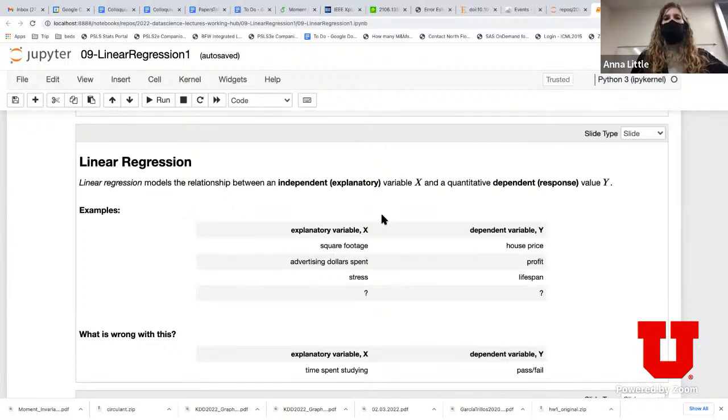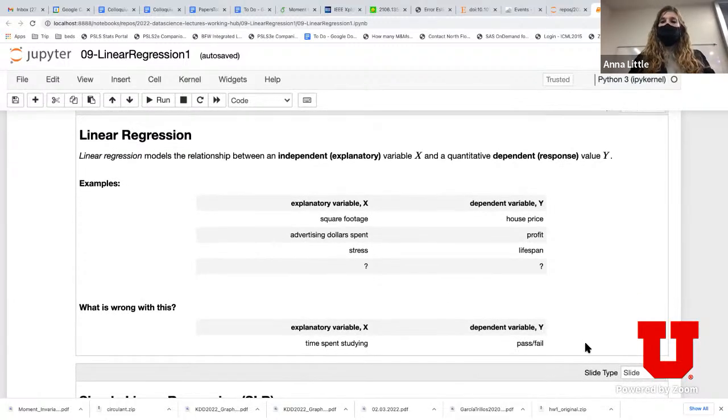So for example, as an explanatory variable, we might have square footage. And as a dependent variable, we might have house price, because the larger the house, the more it costs in general. We might have as our explanatory variable dollars spent advertising, and as a response variable, profit. So the more we spend in advertising, the more profit we see. Or stress versus lifespan. I'm sure you can think of lots of examples.